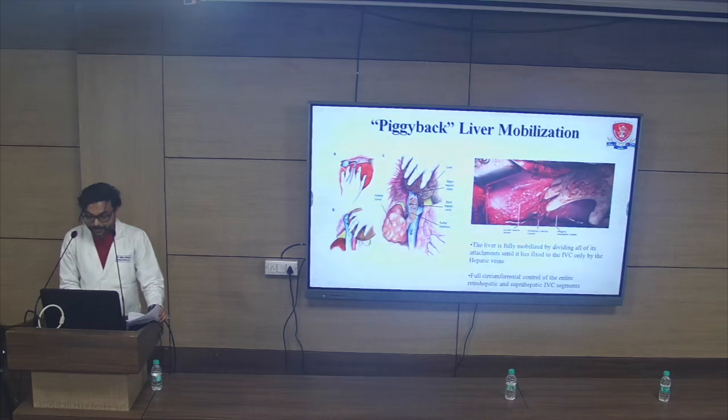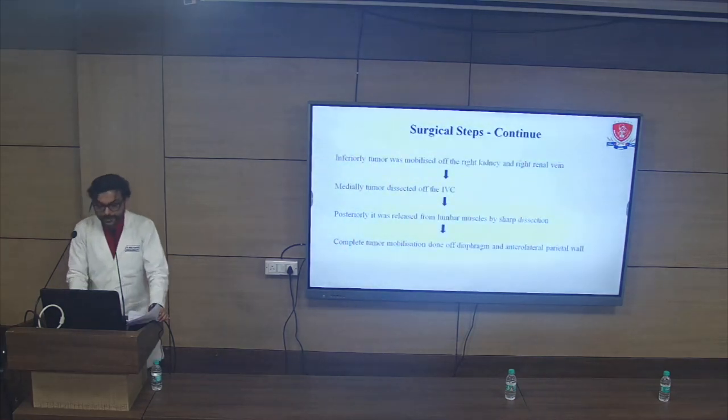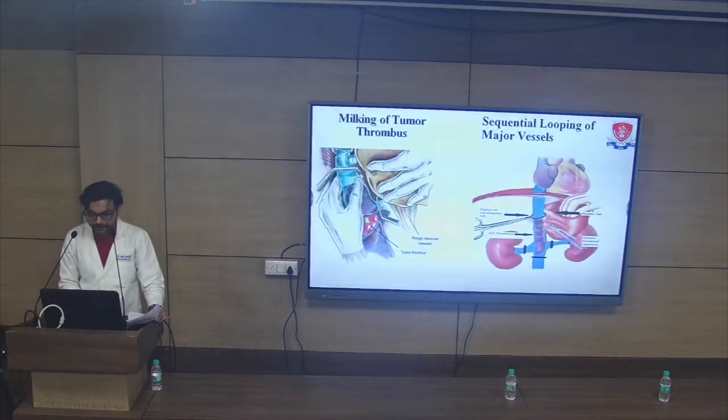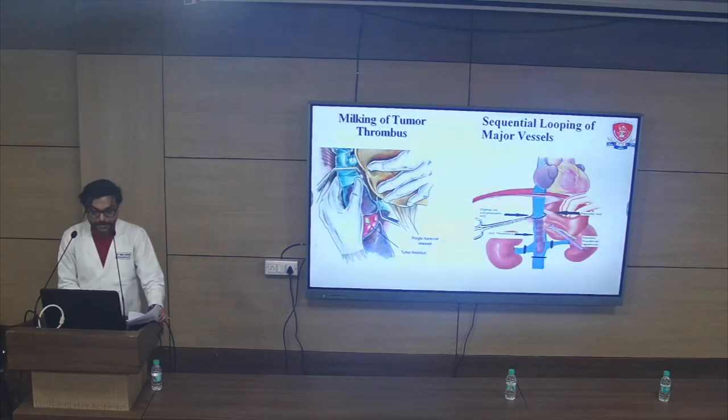So this is an intraoperative picture in which, due to the liver mobilization, we are able to get the full exposure of the right kidney as well as the suprarenal mass. Followed by, inferiorly the tumor was mobilized off the right kidney and the right renal hilum, medially off the IVC, and posteriorly from the lumbar vessels, and the complete tumor mobilization was done off the diaphragm and the anterolateral wall. Due to this mobilization, we are able to get the superior border of the tumor thrombus.